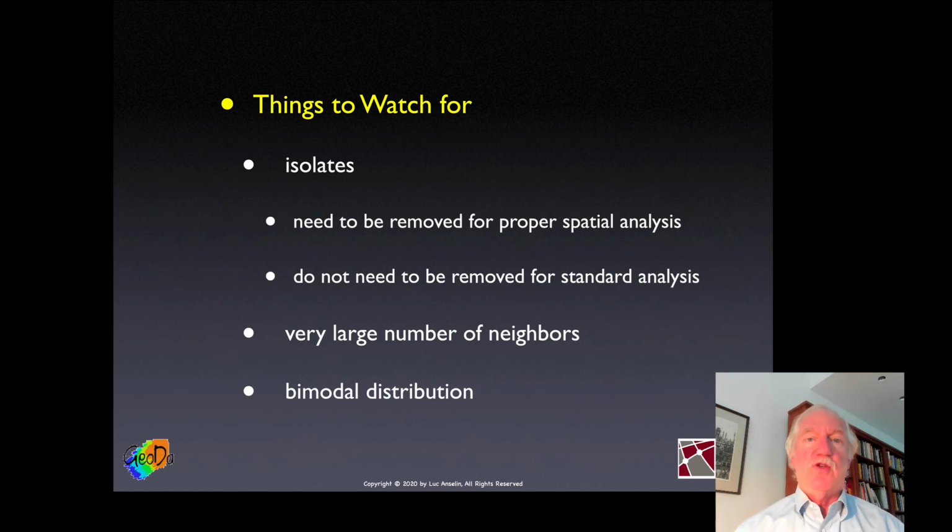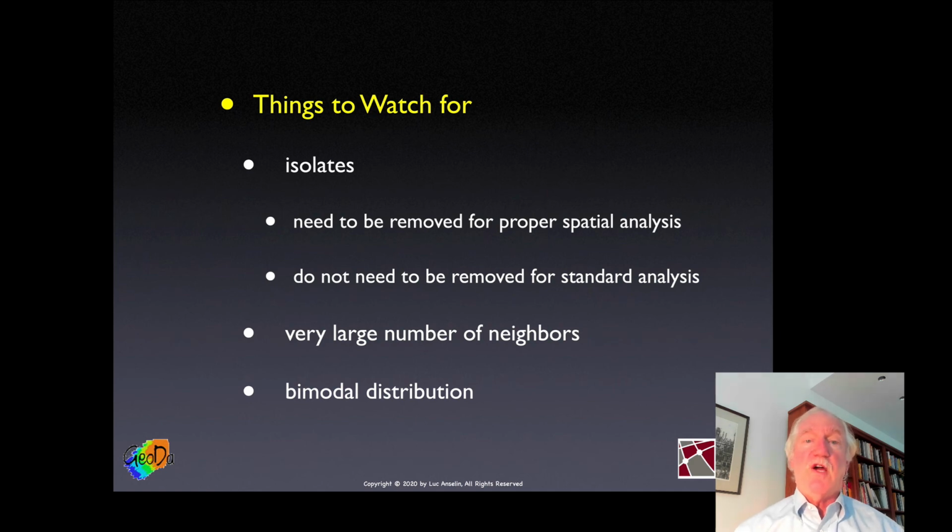So you should remove them from spatial analysis. But if you're not interested in the spatial aspects, if you're just interested in the standard aspects of the distribution of the data, by all means they should be included. So it's not a one-size-fits-all type of recommendation.